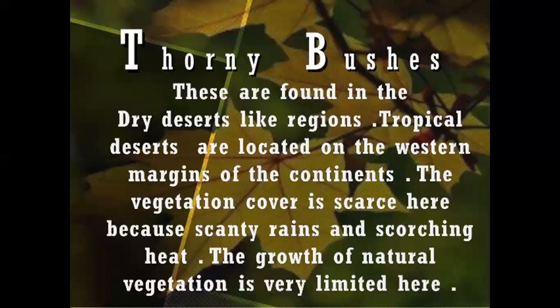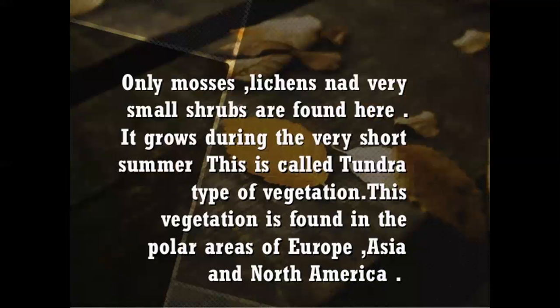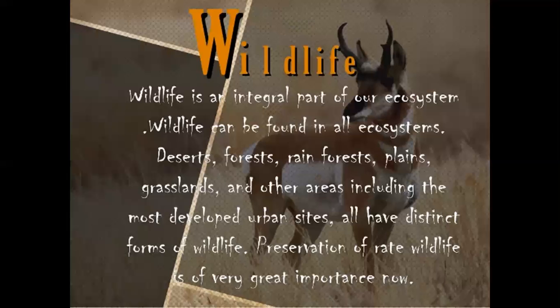Let's talk about thorny bushes. These are found in dry, desert-like regions. Tropical deserts are located on the western margin of the continents, and the vegetation is scarce here because of scanty rains and scorching heat. The growth of natural vegetation is very limited here. Only mosses, lichens, and very small shrubs are found here. It grows during the very short summer. This is called tundra type of vegetation, and this vegetation is found in polar areas of Europe, Asia, and North America.